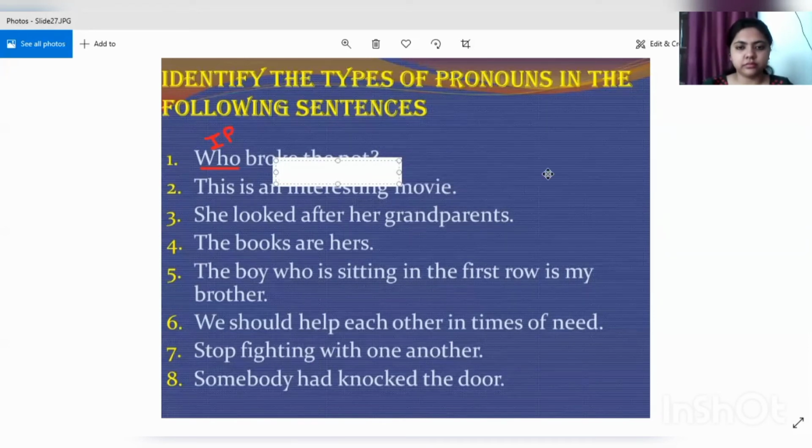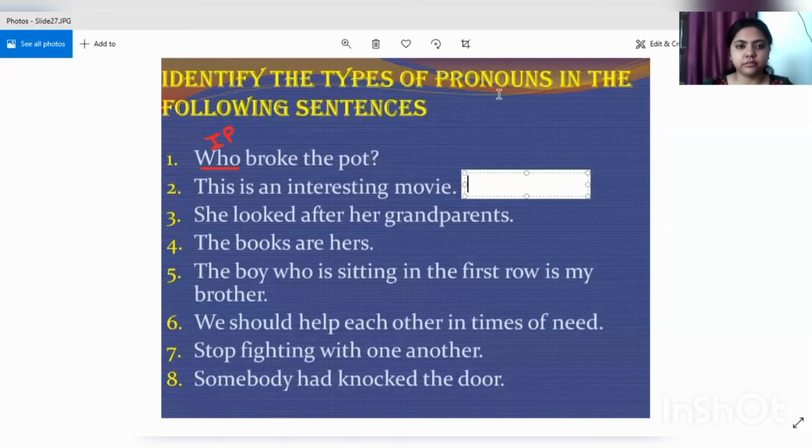Ma'am, this is demonstrative. Yes, correct. So here we have this as the demonstrative pronoun. Next one.